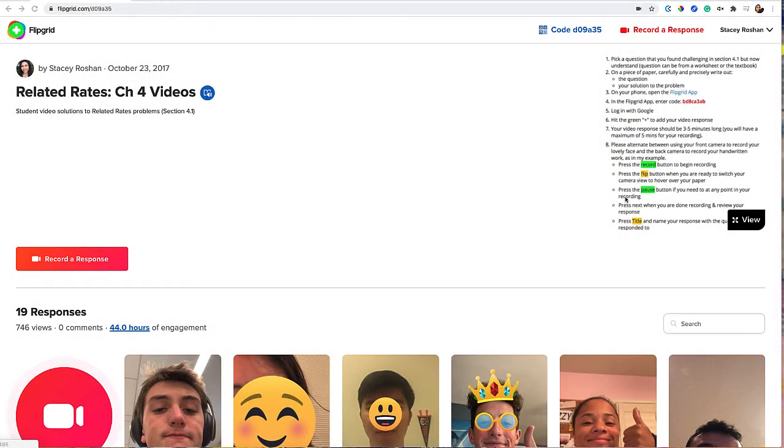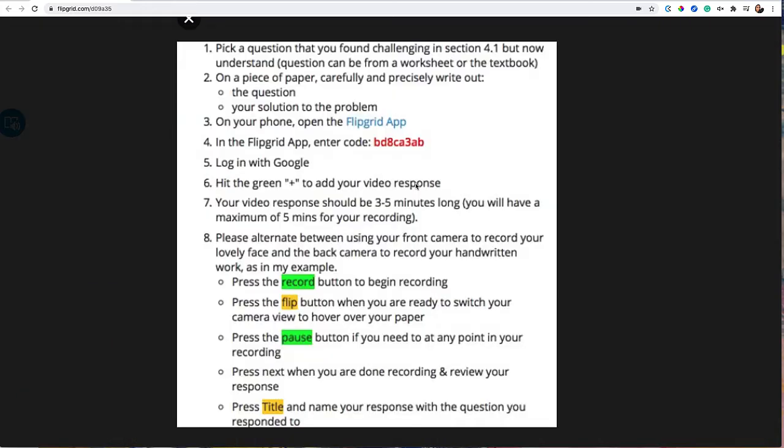In this example, I am having students self-select a problem, one that they found challenging at first, but now understand. Sometimes I assign each student a problem, which is a great way to differentiate. This particular topic was fairly complex, so students had up to 5 minutes to record.